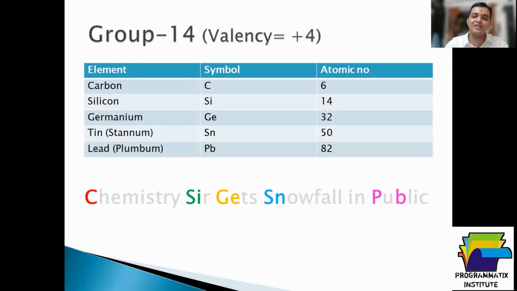There is one more shortcut if you like it. That is: Chemistry sir gets Sankey problems. But sometimes Sankey may lead you to the wrong symbol. That's why I made it very simple. Chemistry sir gets snowfall in public. Let's go to the atomic numbers.